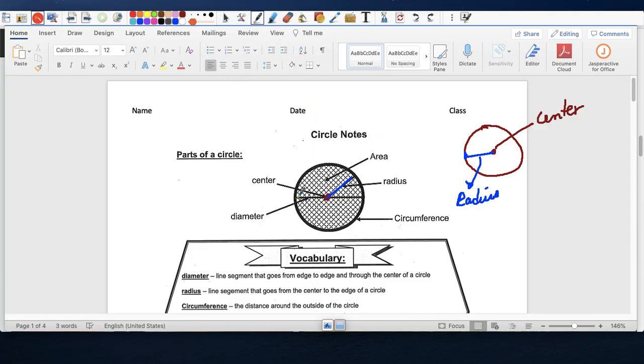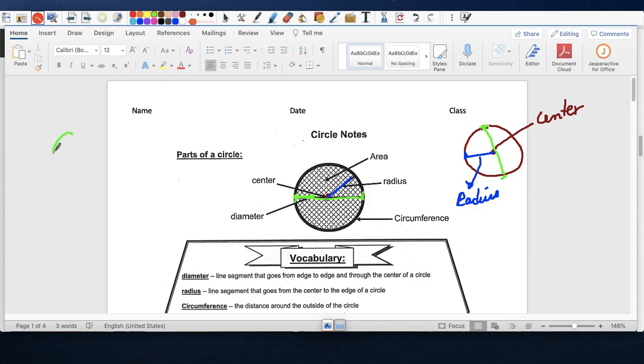Now the diameter is a line that goes from one edge of the circle, passes through the center, and goes to the other side. So here is an example. There, that's a diameter. It goes from this side, the edge of the circle, goes through the middle, and goes to the other side. We know that the radius and the diameter have a special relationship.